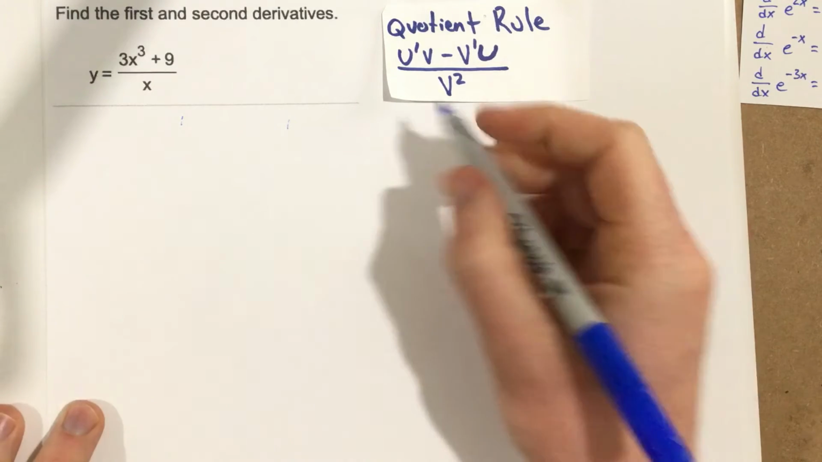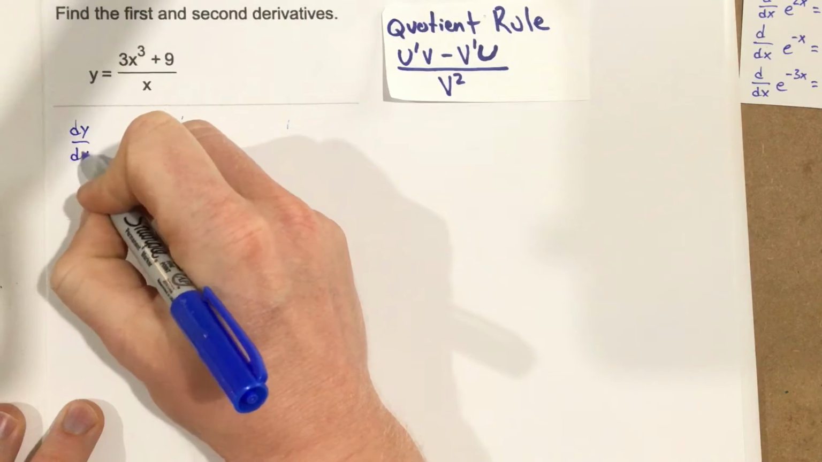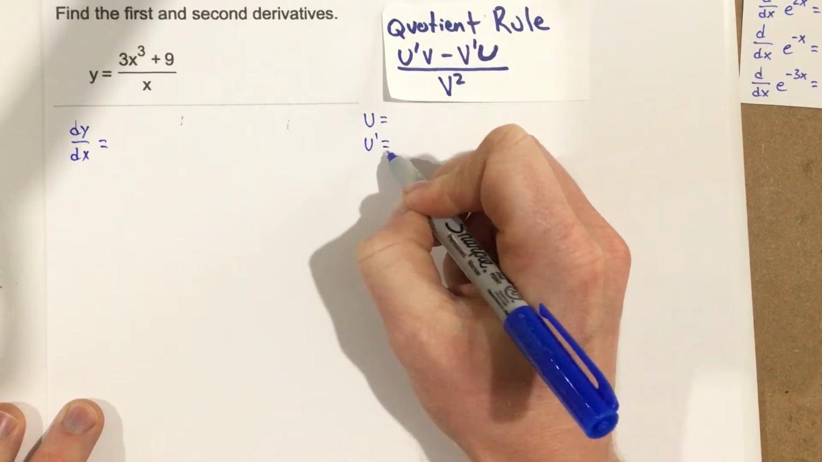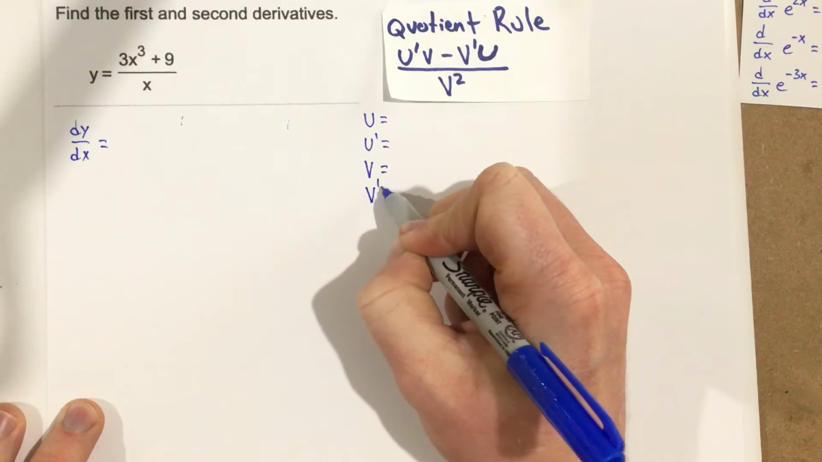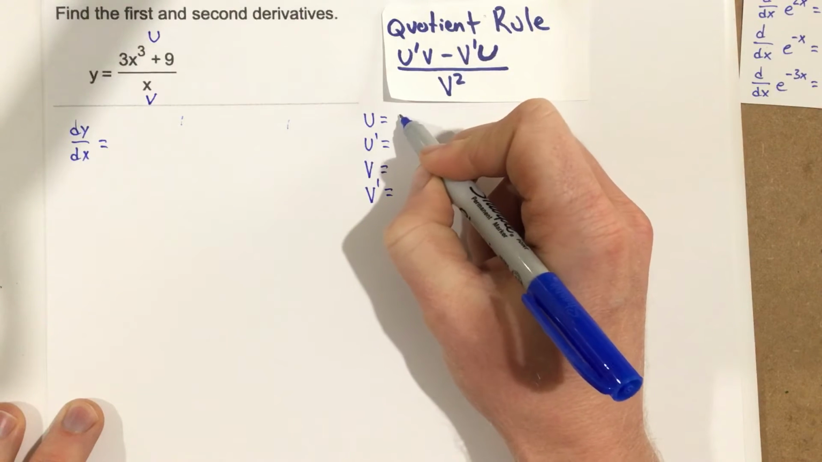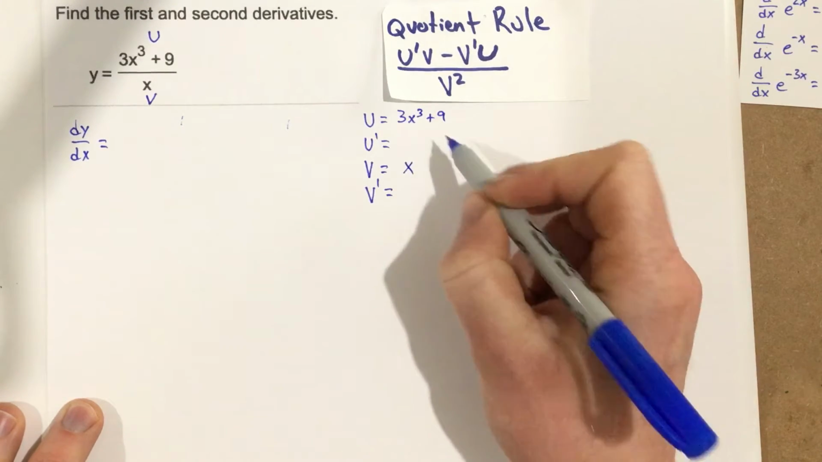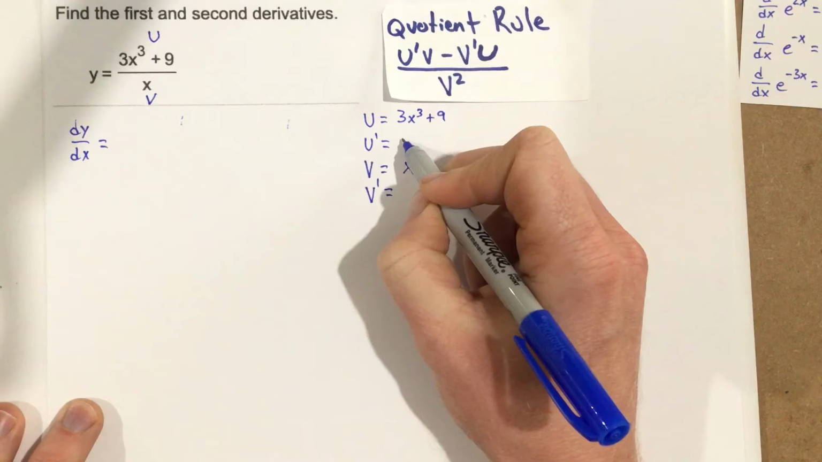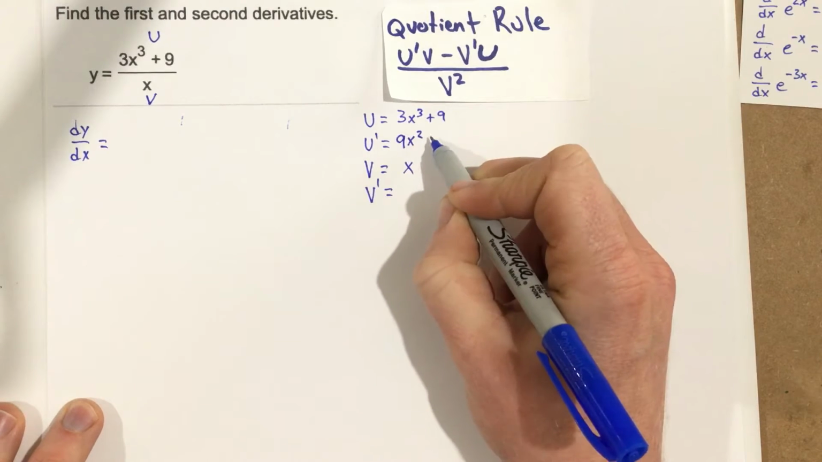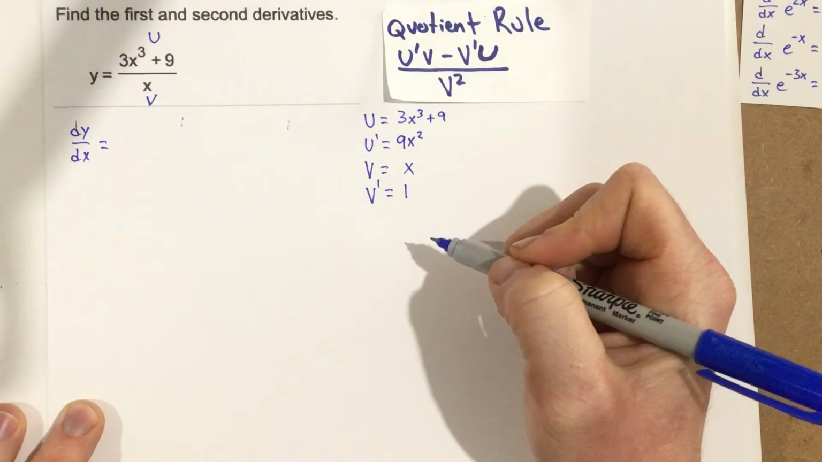We're going to start by using the quotient rule to take the first derivative, so dy over dx is going to equal, and I'm going to write out here u, v, u prime, v prime. So I end up with u is 3x cubed plus 9, v is x. Derivative of 3x cubed plus 9, that's going to be 9x squared when you bring the 3 to the front, 3 times 3, subtract 1 from the power, and derivative of 9, that's 0. Derivative of x is 1.